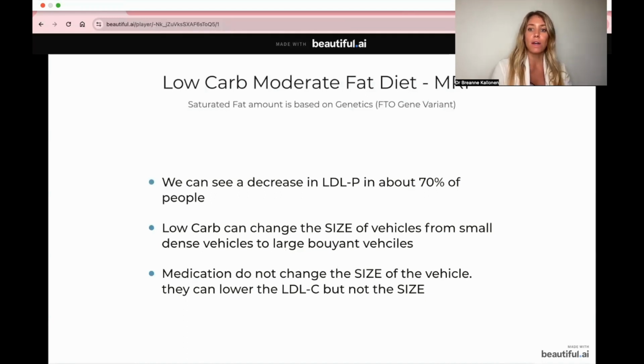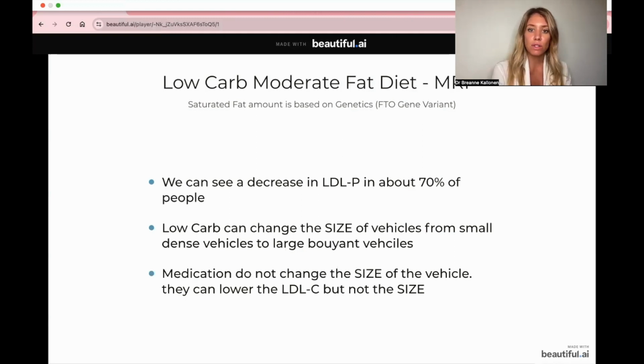If you have those small, buoyant, dense particle sizing, how do you shift that over to the large, buoyant beach balls? What we know is that we can shift the particle size by following a lower carb, moderate fat, adequate protein nutrition plan. And this is exactly what we do in the Metabolic Reset program.